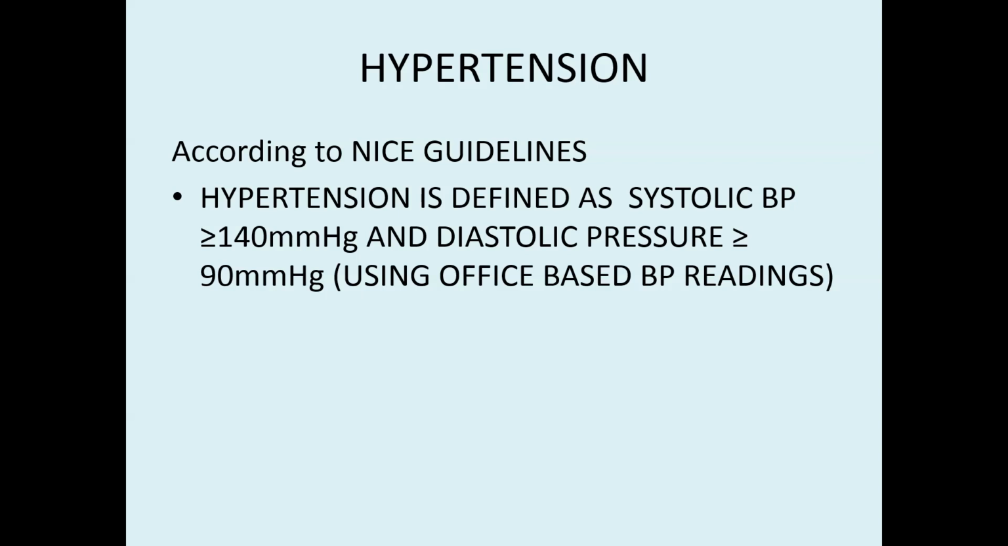Hypertension, according to NICE guidelines, is defined as systolic blood pressure more than or equal to 140 millimeters of mercury and diastolic blood pressure of more than or equal to 90 millimeters of mercury using office or clinical based blood pressure readings.